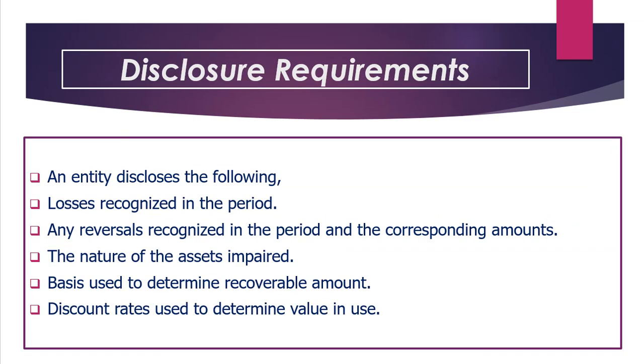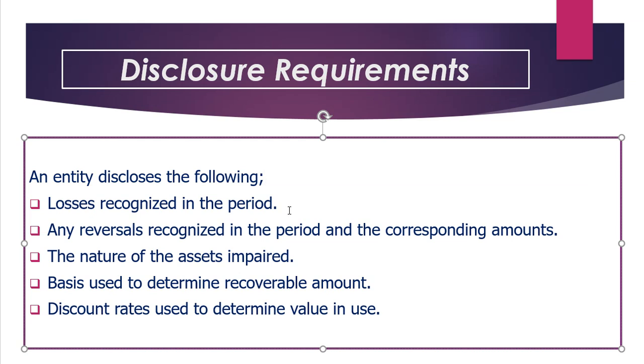Now, what are the disclosure requirements in accordance with IAS 36, impairment of assets? One, of course, when you talk of disclosures, these are the items that should appear at the face of the financial statements, especially when we are preparing the annual reports. One is we have now to disclose losses recognized in the period. All the impairment losses must be disclosed.